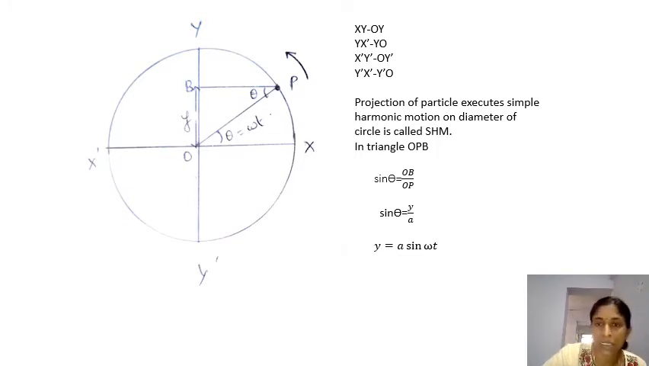Okay. Next, consider a triangle OPB. Imagine this is a triangle. Sin theta is equal to opposite divided by hypotenuse. Sin theta is equal to OB divided by OP, which is equal to y divided by OP. I didn't specify here, but consider OP equal to a. So from this, y is equal to a sin omega t.